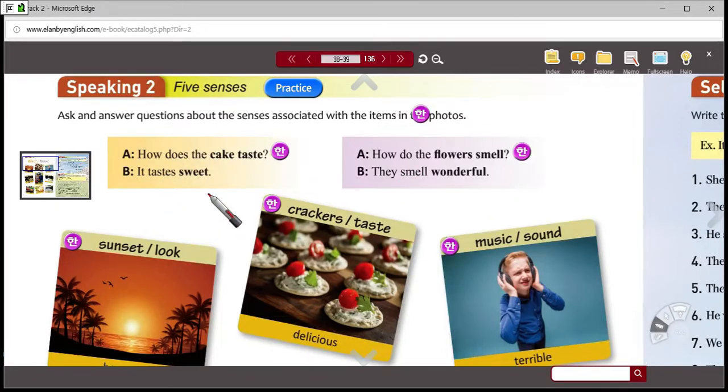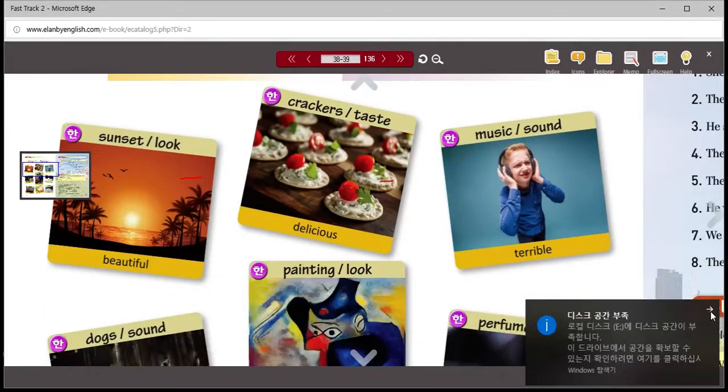Note that we're using the predicative form of adjectives. They come at the end of the sentence. How does the cake taste? It tastes sweet. So even though how is at the beginning of the sentence, we put the adjective at the end. The cake tastes sweet. The flowers smell wonderful. So these sentences are incomplete without the adjective. And again, in each of the examples, the adjective is at the end.